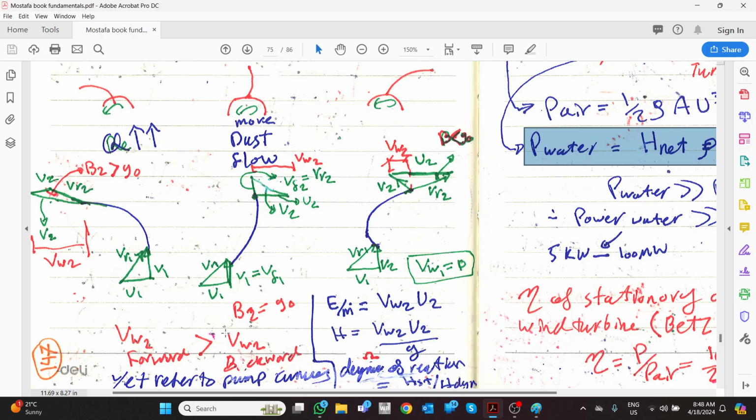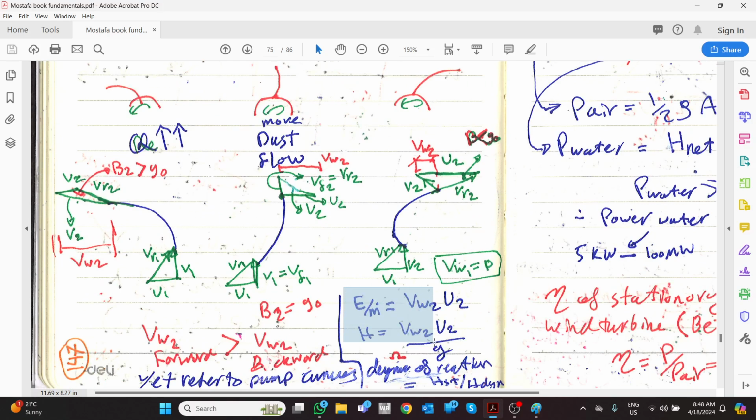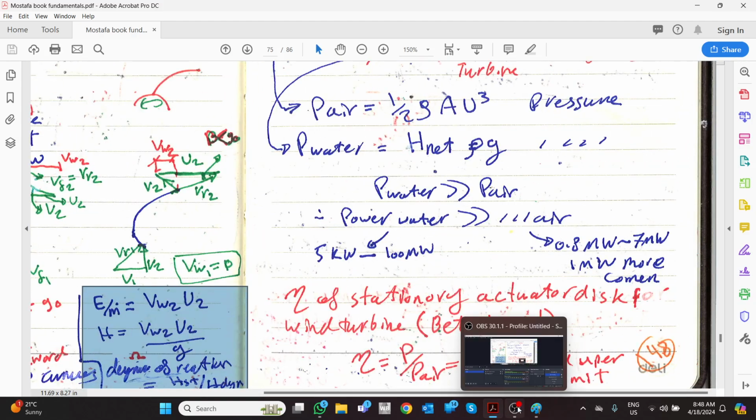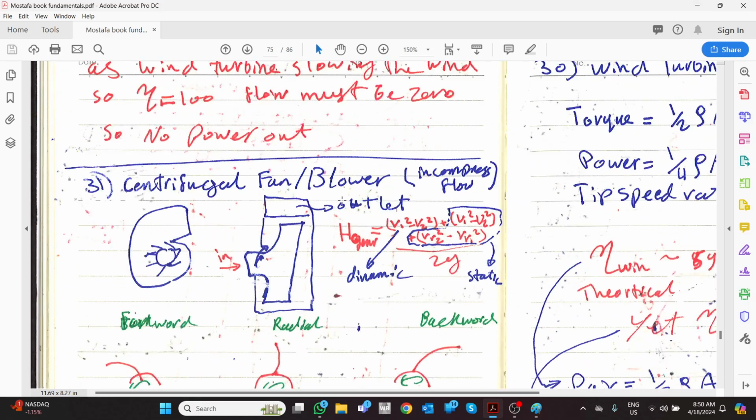Even if it's not stable or whatever. Okay, now we are going to discuss the head and the energy equation, which is very simple, to close also the chapter on blowers. Okay, now we're going to discuss the head.